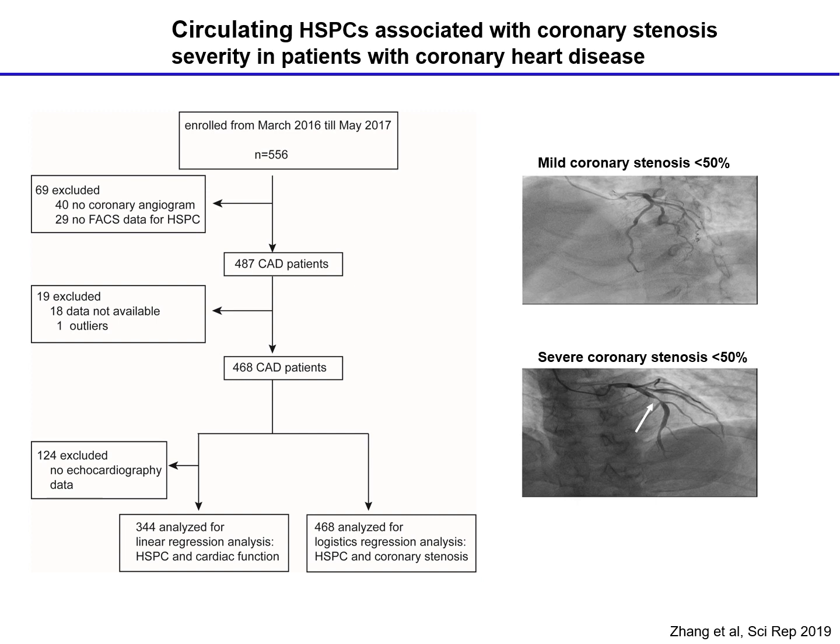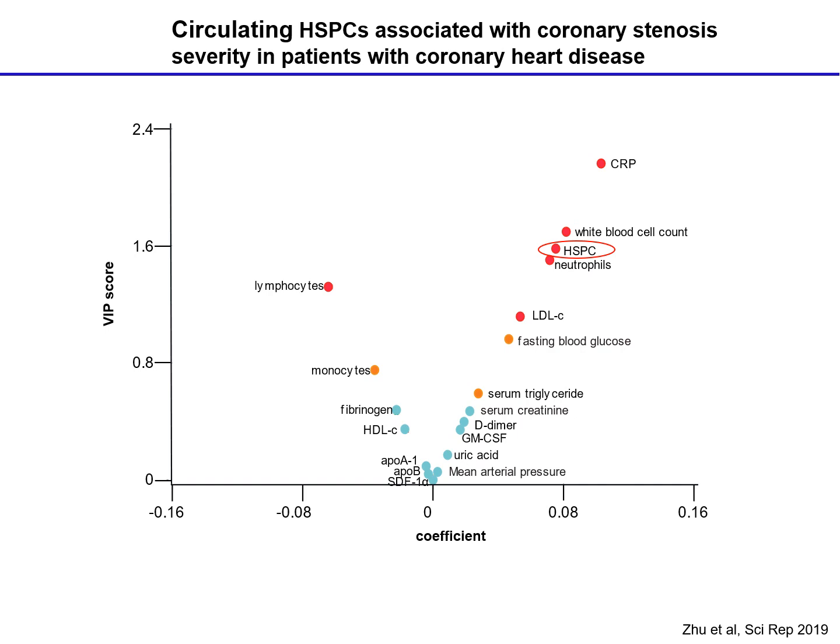In CHD patients, cardiac angiography was performed to assess coronary stenosis, as you see the severe stenosis here. And HSPC frequency was assessed by FACS analysis. By multivariate logistic regression analysis, we found that CRP, white blood cell count, HSPC, neutrophils, and LDL cholesterol levels were all positively associated with coronary stenosis severity in CHD patients.